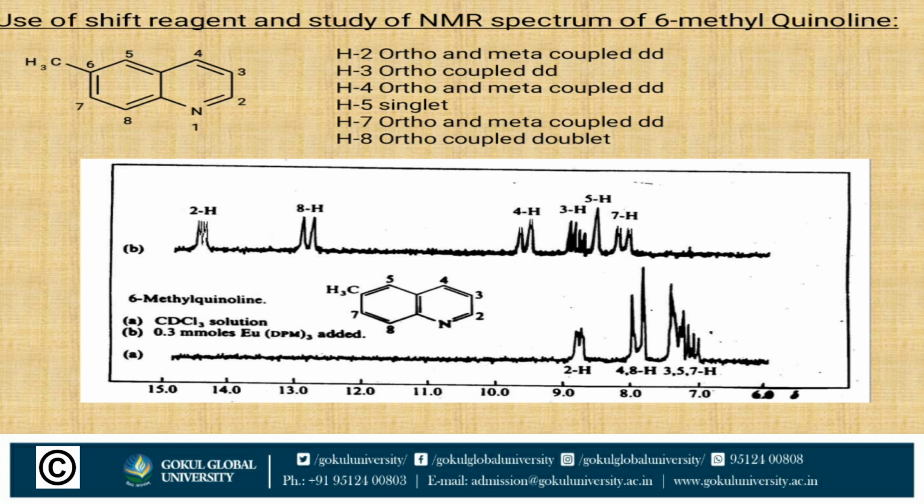6-methylquinoline. We show in the figure the 4 and 8, this 3, 5, 7 and 2 in graph A. They are separated out easily in graph B by the use of the shift reagent. So this is the use of shift reagent, and how it gives the upfield region and downfield region. In the downfield region the delta value is high and in the upfield region the delta value is low.